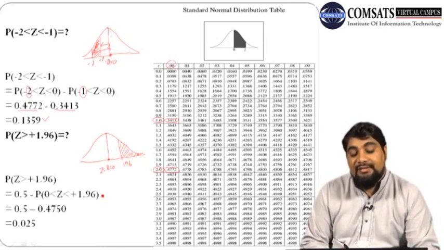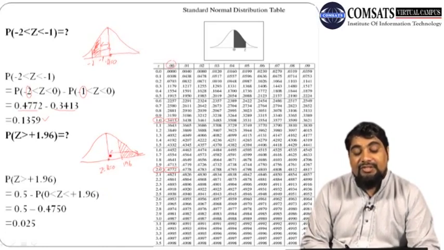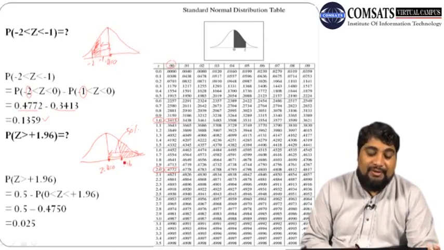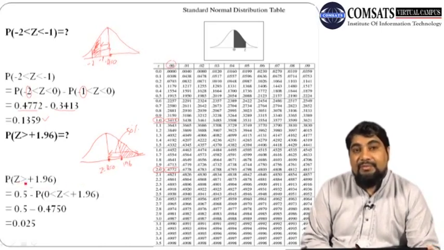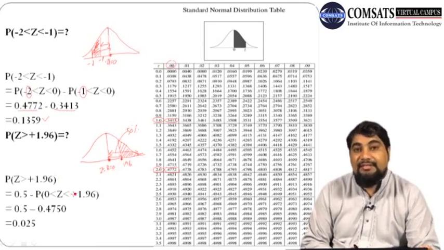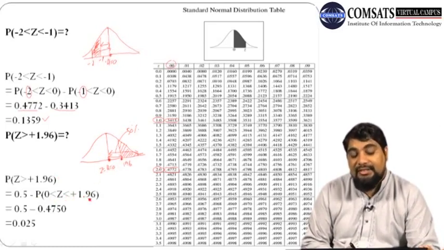In order to answer this question, we know that the total probability or total area to the right of mean 0 is 50%. And if we subtract from this 50% the probability between 0 and 1.96, we will get this shaded area, which is the required probability. So probability z greater than plus 1.96 is equal to 0.5 minus the probability between 0 and plus 1.96, so 0 less than z less than plus 1.96.